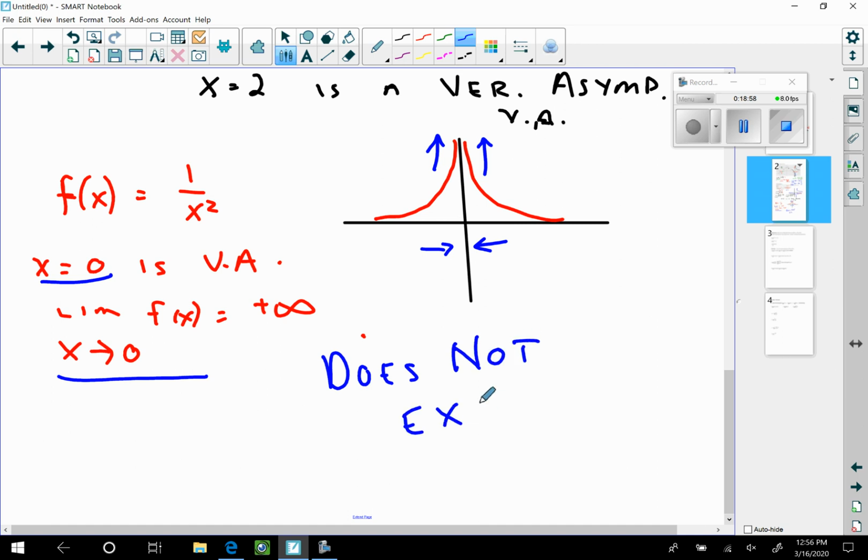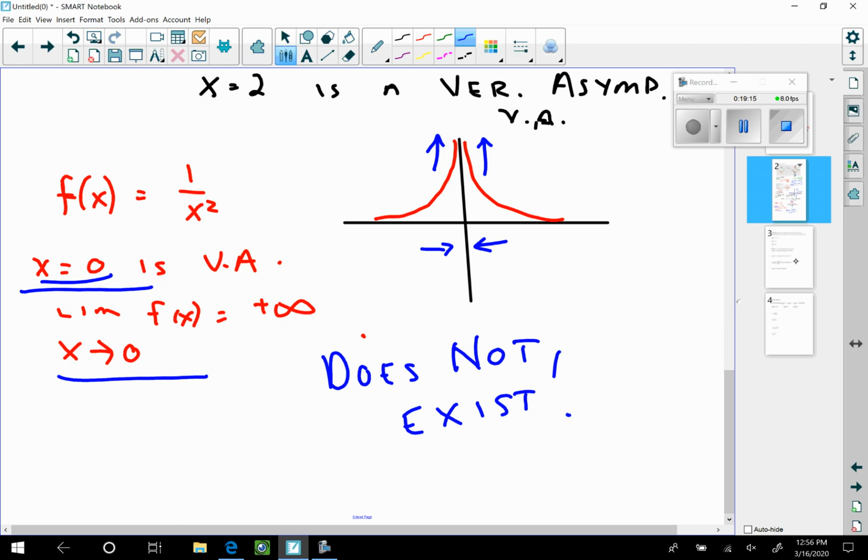There's some confusion about that. That limit does not exist if it goes to infinity from both sides. For a limit to exist, it has to equal L. Our discussion was about vertical asymptotes. Okay, let's continue on here.